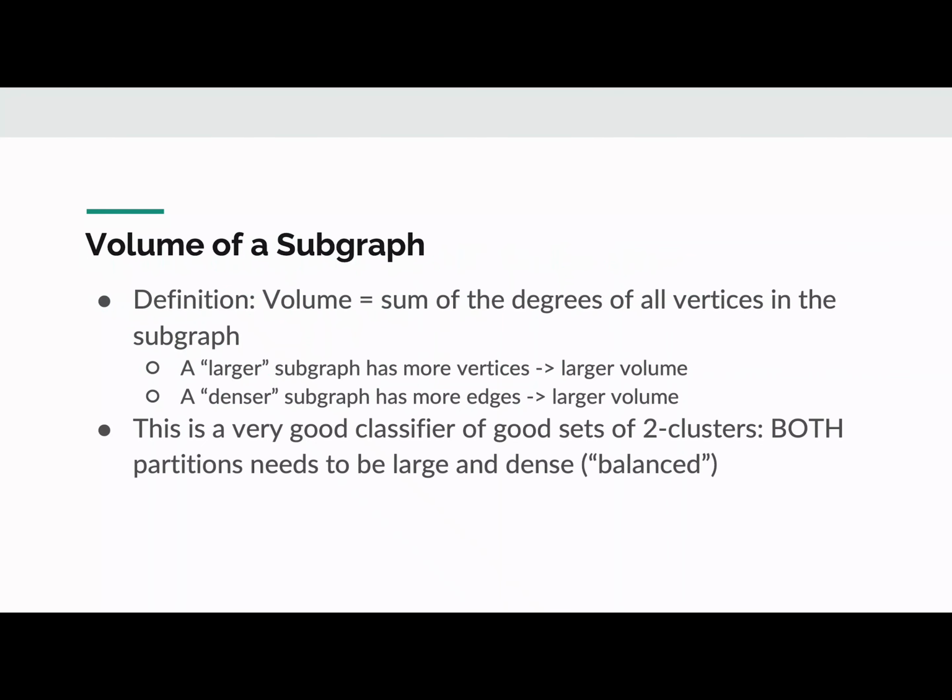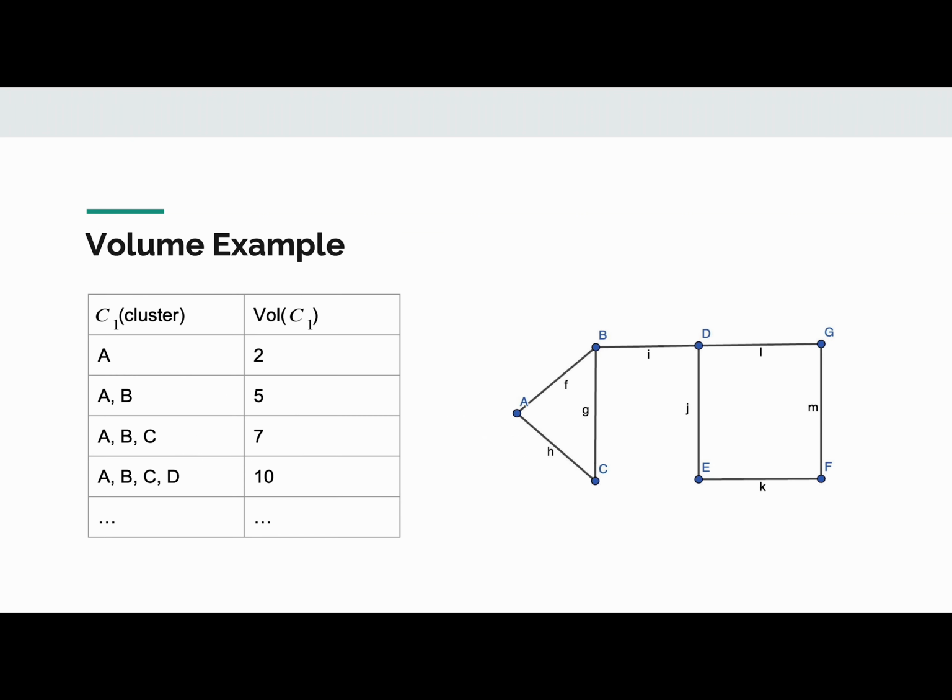First, we define the volume of a cluster. A volume of a group of vertices is equal to the sum of degrees of these vertices. We can see that volume captures the idea of the size of a subgraph. For example, a large subgraph would have more vertices in it, which contributes to a larger volume. Also, a denser subgraph would have more edges connecting its vertices, which also leads to a larger volume. And here are some examples of calculating volumes.